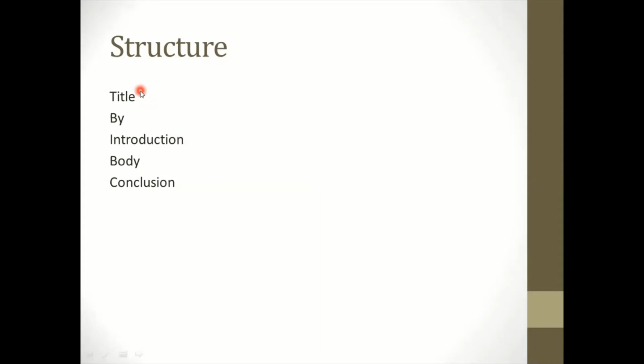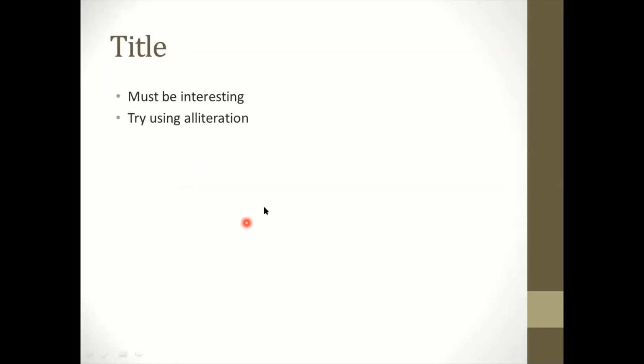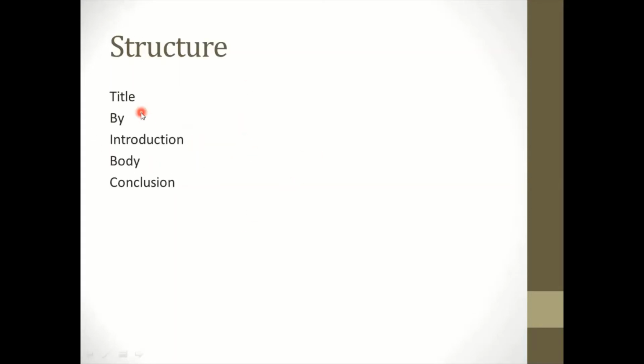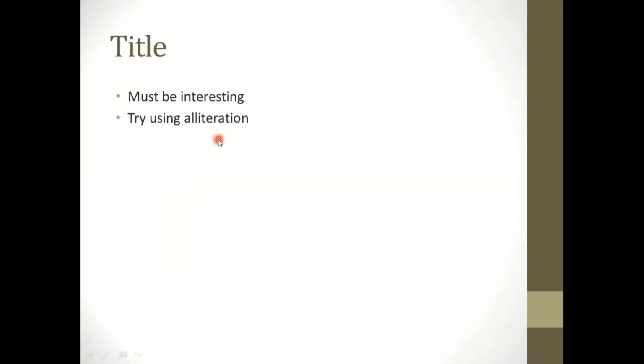Now we'll take all of this one at a time, okay? And we'll talk about this. So first and foremost, as I said, your structure is title. We'll take this first. Let's talk about the title. So now your title must be interesting. Try using alliteration. I want you to note both of these points down so that you have it written.